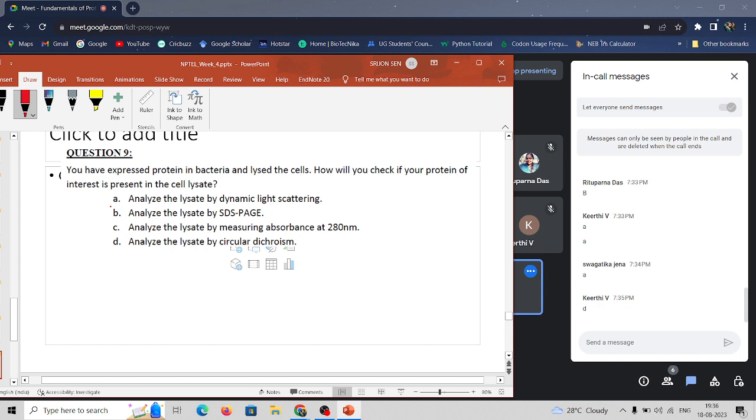What does CD spectroscopy tell you? It tells you how well folded your protein is. It tells you about the secondary and the tertiary structure.